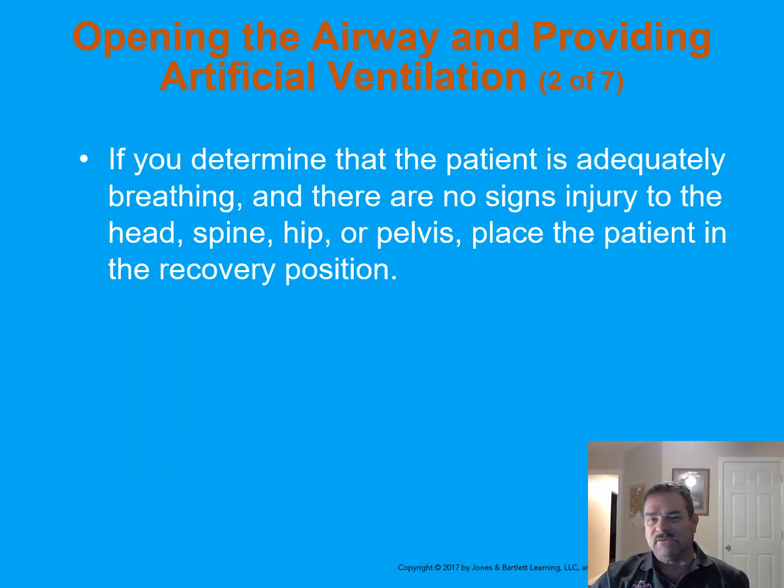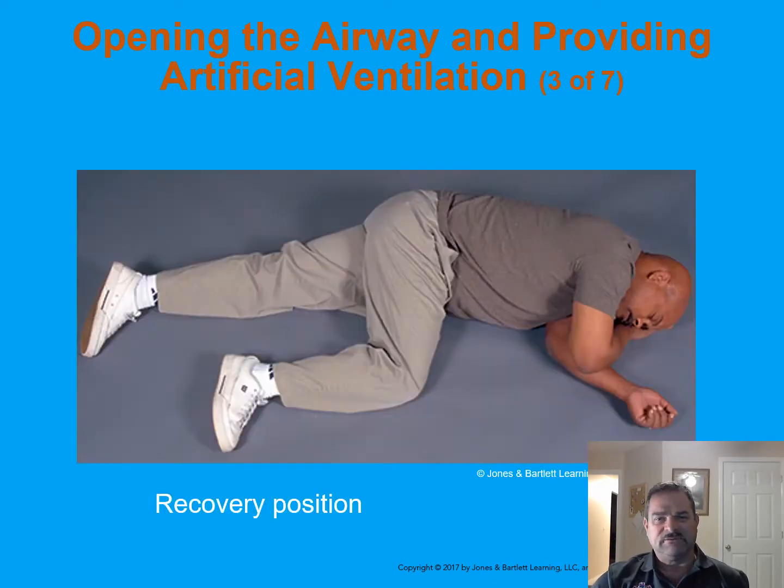If you determine that the patient is adequately breathing, but there's no sign of injury to the head or spine or pelvis, you can place the patient into the recovery position. That's laying on their side, left lateral recumbent, with the knee slightly flexed. Okay, this keeps the patient from rolling back over. And like I said earlier in the airway lecture, you can see that the arm is slightly bent at the elbow and the hand is underneath the face. This will allow them to keep their face off the concrete and also allow them to maintain their airway. And if they do vomit, they'll be on their side. They won't aspirate it.